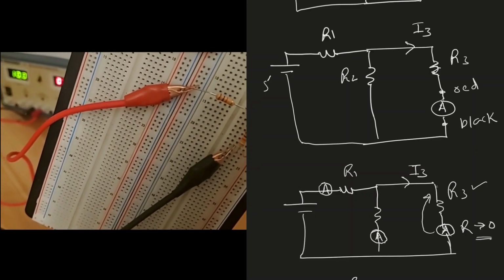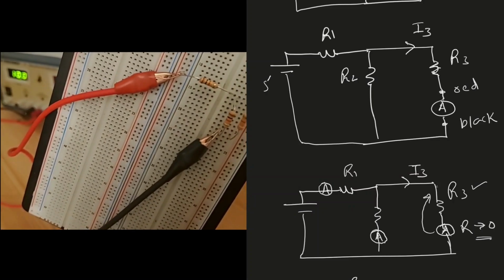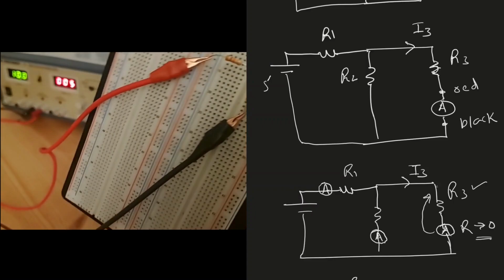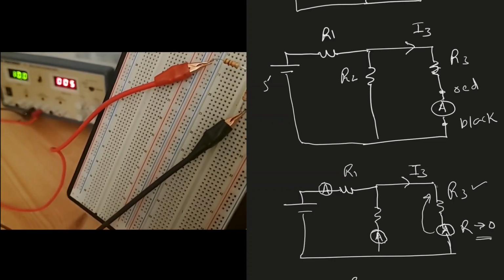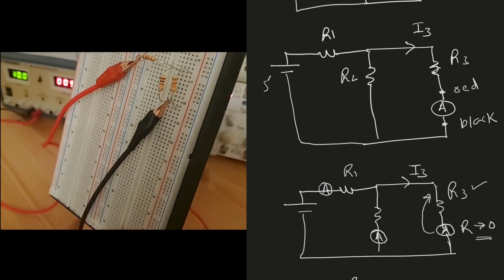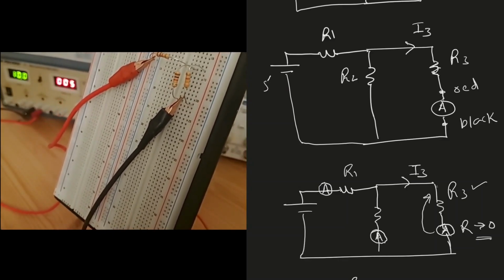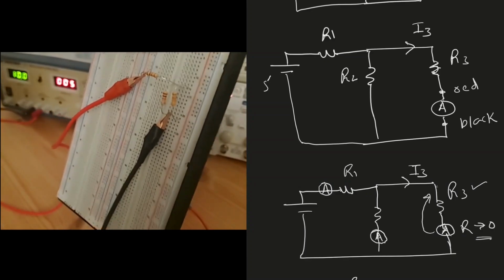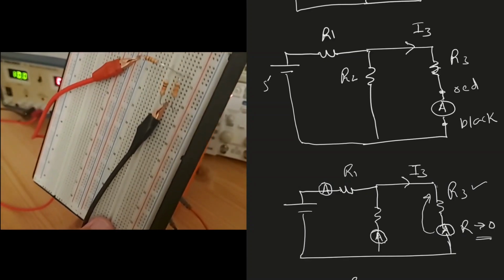So the positive of the power supply is connected to resistor R1, which is 1 kilo ohm. Then that is connected to these two resistors. They are in parallel, R2 and R3. R2 is 1 kilo ohm, whereas R3 is, let me see, 3.3 kilo ohm. So it's orange, red. So that is 3.3 kilo ohm.